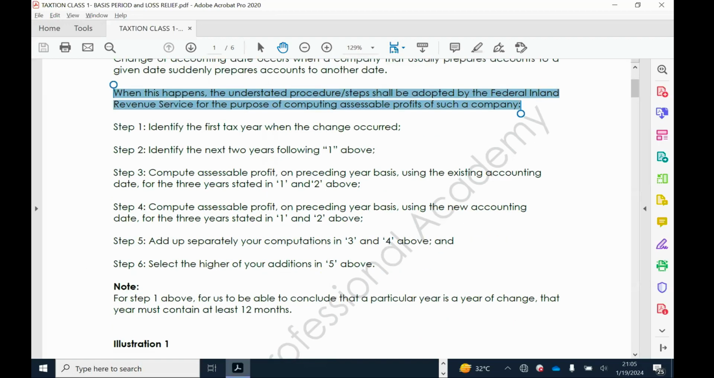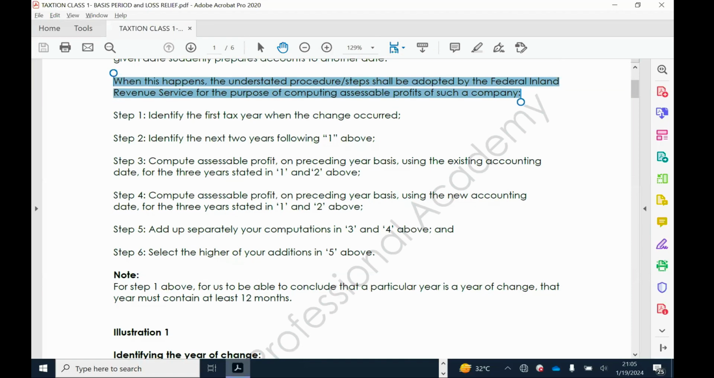But I want you all to note that. The second thing is to identify the 2 years following that. So for instance, if you have identified that the first year of change, or the first tax year when the change occurred, was 2012, the second step is saying that you should identify the next 2 years following that 2012. So it should now be 2013 and 2014. So you have 3 relevant years: the first tax year when the change occurred, and the next 2 years following that year.